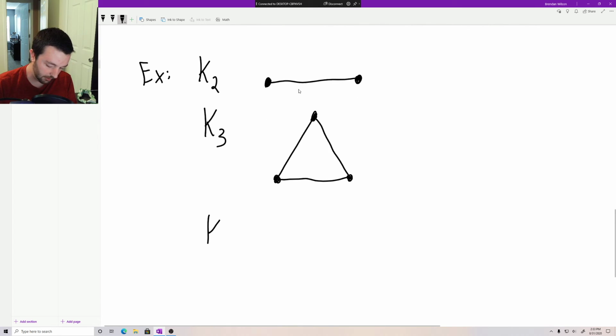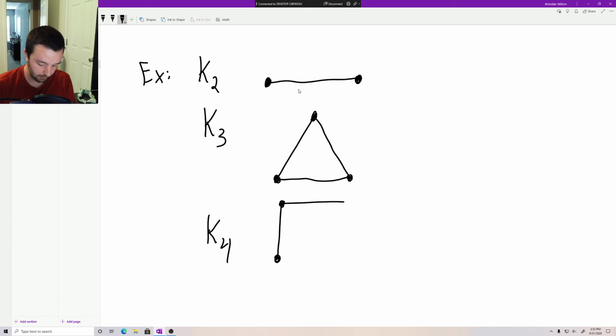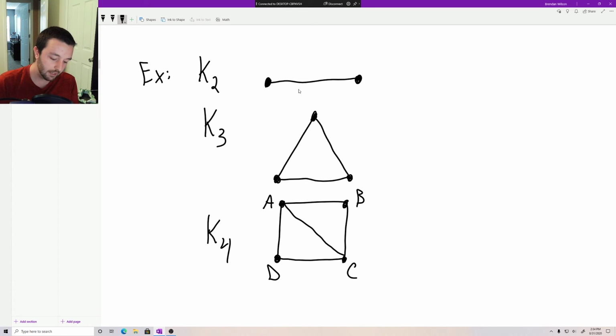K4 is a little more challenging. Naturally, we might think to draw a square next. And that's a good starting point. Square or a rectangle, doesn't matter. So we have this, but let's give them some names just so we can talk about them here. A and C aren't joined by any edge, so we need to add an edge there to join them. And B and D aren't joined by any edge, so we need to add an edge there to join them.